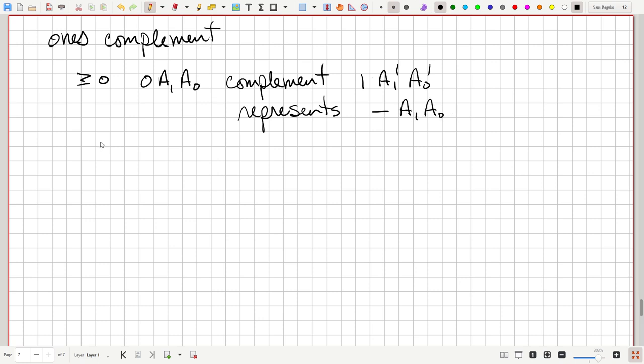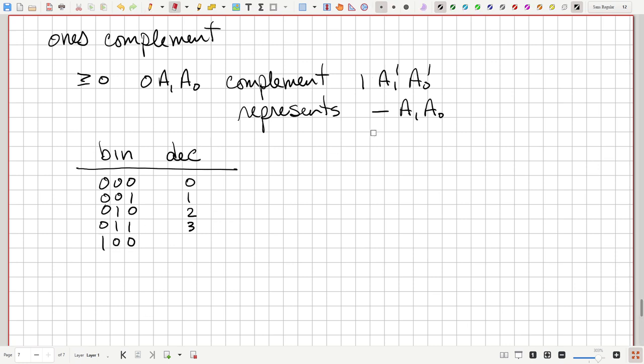Okay, so let's see how this works by writing out the decimal representations of all possible 3-bit combinations. So 0, 0, 0. If the first digit is a 0, then it's a positive number, so this would be decimal 0. 0, 0, 1, 0, 1, 0, 0, 1, 1. So that's 0, 1, 2, and 3. Now what about 1, 0, 0? To figure out what that is, we uncomplement it, just toggle each one of the bits. That's 0, 1, 1, which is 3. So this 1, 0, 0 is the complement of 0, 1, 1. That must be minus 3.